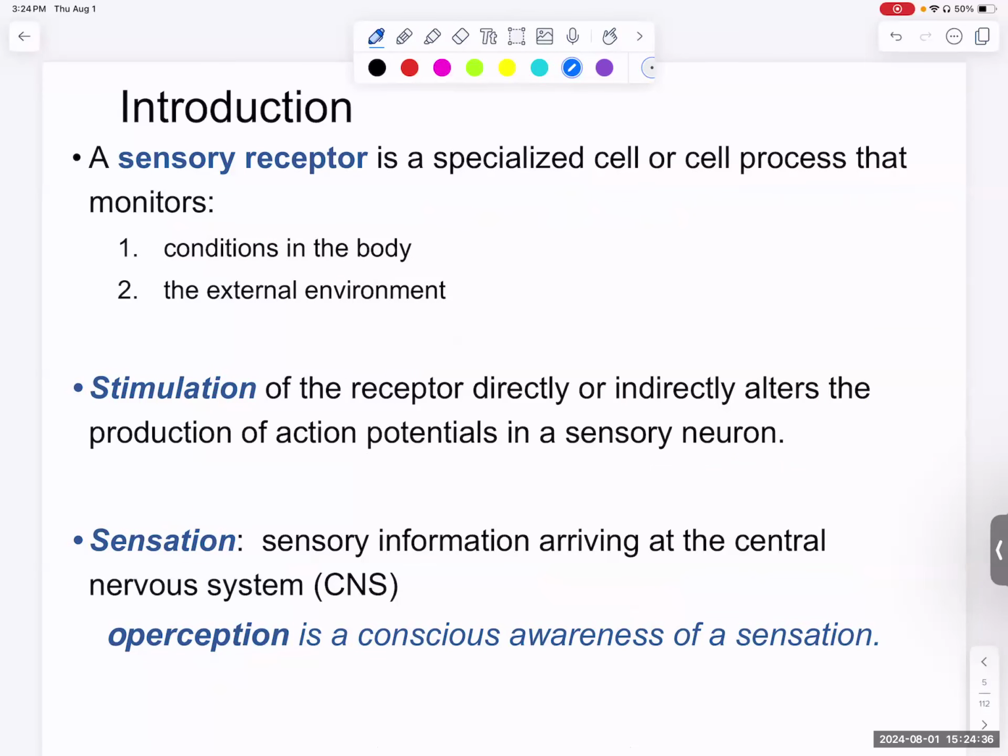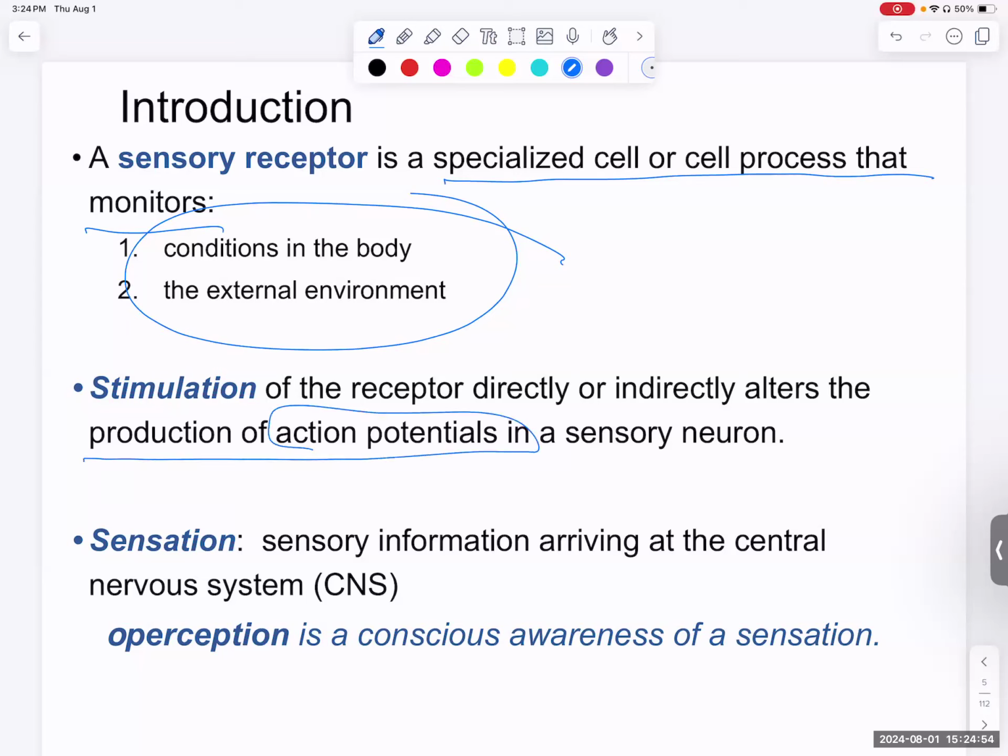So the sensory receptor definition is a specialized cell or cells that monitor the conditions inside the body and conditions outside the body. Stimulation of a receptor is going to directly or indirectly, if it's special, generate an action potential in the first order sensory afferent neuron. Now, that's a sensation. That's where action potentials arrive at the central nervous system.